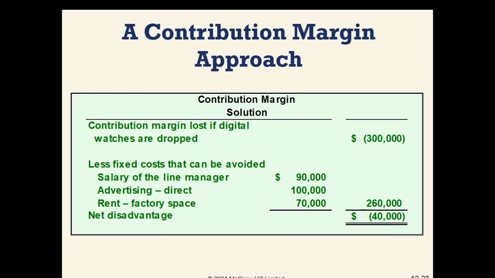So we're using the contribution margin approach by looking at the amount of contribution margin that would be lost if we were to drop this line. So overall, $300,000 would be lost. We're going to deduct from that any fixed costs that can be avoided. Because remember, there was some of the fixed costs that would not be changed, and we would end up just reassigning those to other areas. So we can avoid the salary of the line manager. We can avoid direct advertising as well as rent on the factory space for a total of $260,000, leaving a net disadvantage of $40,000.